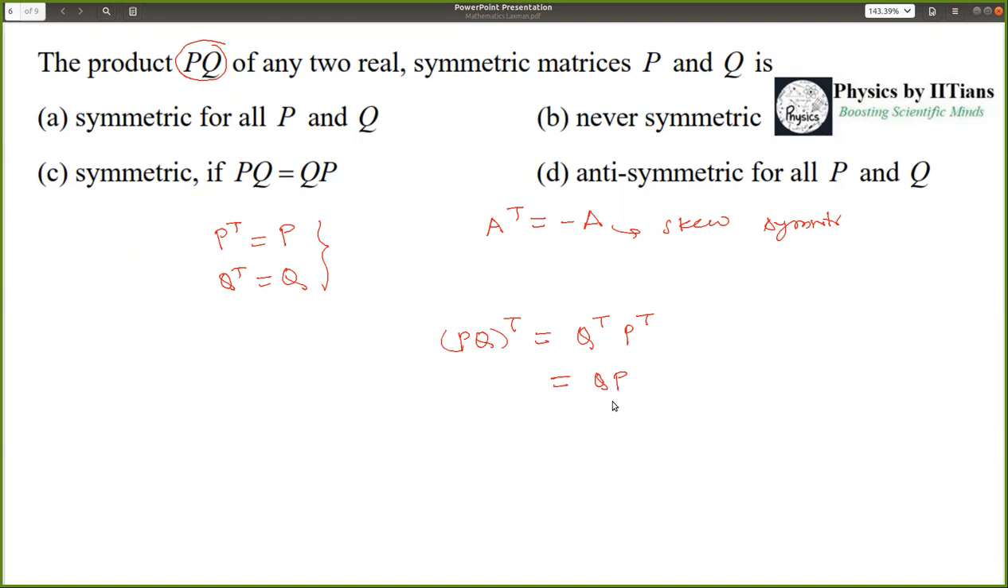But we cannot say it is symmetric, because if it is PQ then we can say, but it is QP. So PQ can be symmetric if we can say that PQ and QP are equal. So this is the answer, that they will be symmetric if PQ and QP are equal. If they are equal, then this will be equal to PQ, and then we can say easily that the transpose of a matrix is equal to its original matrix. Okay, so this is the answer of this question. Option C, symmetric only if these two products are equal. Let's move to the third question.